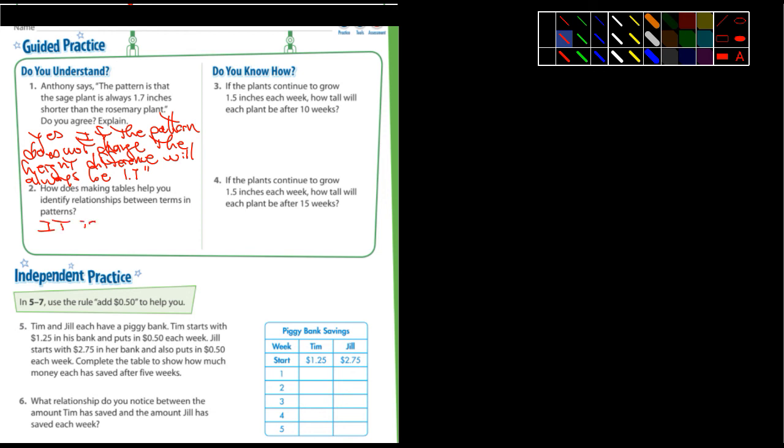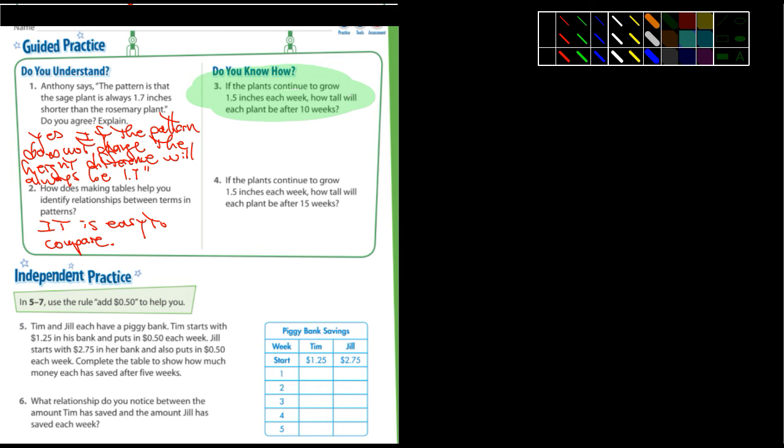It is easy to compare. When you have a table you can line them up and compare each week to each week. Number 3, if the plants continue to grow 1.5 inches each week, how tall will each plant be after 10 weeks? You know what? I like that classcraft question right there. I think you guys can just extend the table. The table that we looked at on the previous page went to 5 weeks, so you're going to have to extend it to 10 weeks.